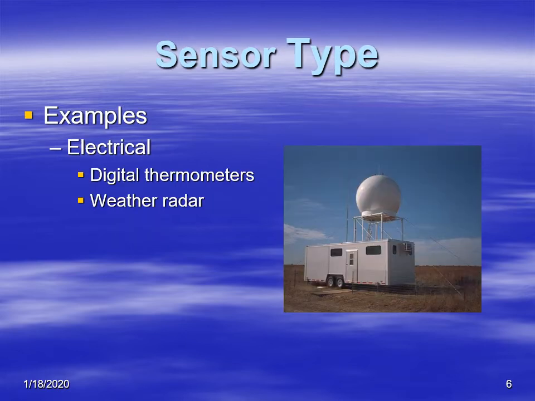Electrical is where you get an electrical signal from your sensor. Examples are digital thermometers, whether they be thermistors, platinum resistance thermometers, or other types of thermometers. It's based on electrical signal, as is weather radar. You're sending out an electromagnetic pulse of radiation and it comes back, so that would also be considered electrical.